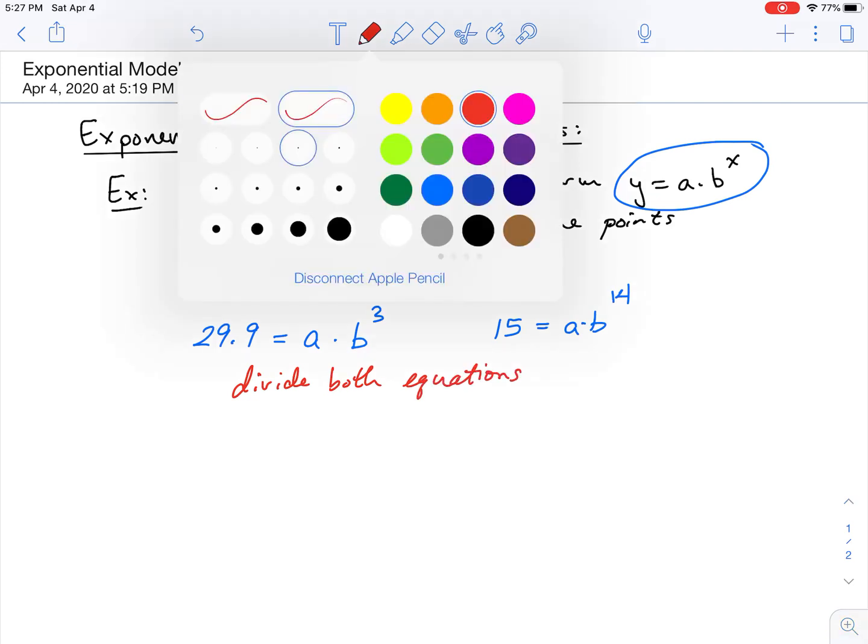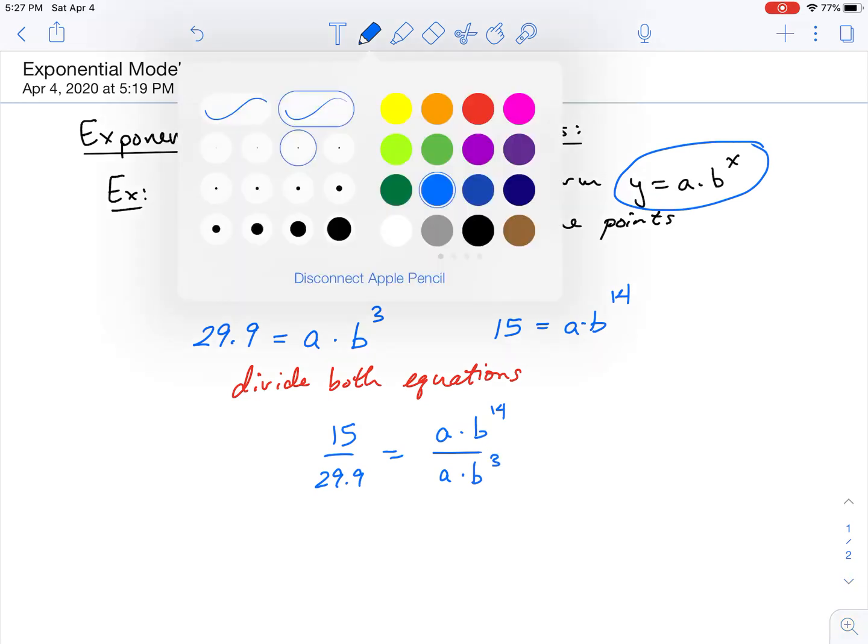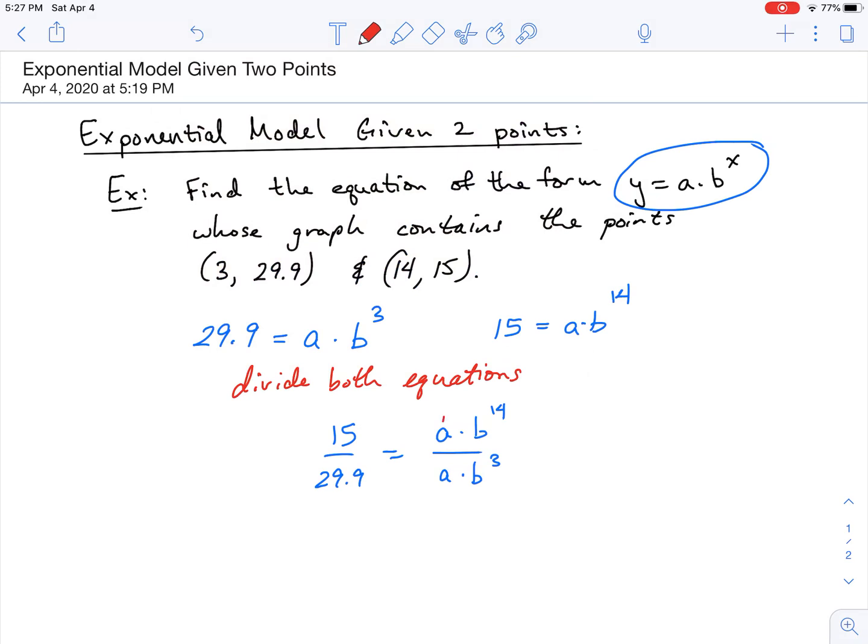And the way that would look is, it doesn't matter which one goes on top and which one goes on bottom, but I like the one with the bigger power to be on top. So the bigger power is 14. So I would write 15 and then a times b to the 14 and then fraction line for the division. And then in the bottom is a 29.9 a times b cubed. And what this does is it eliminates one of the variables so that you can proceed with basic algebra.